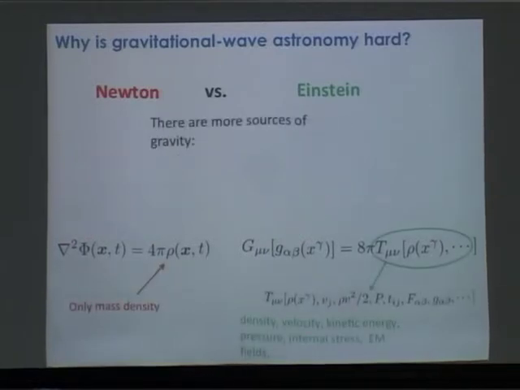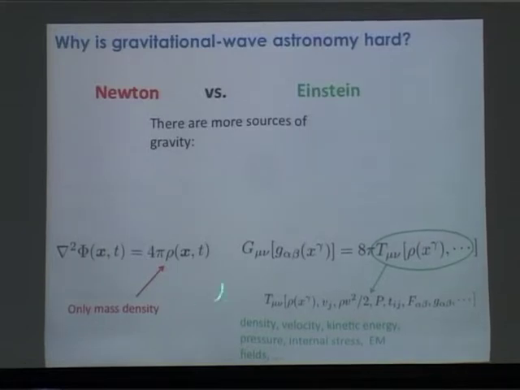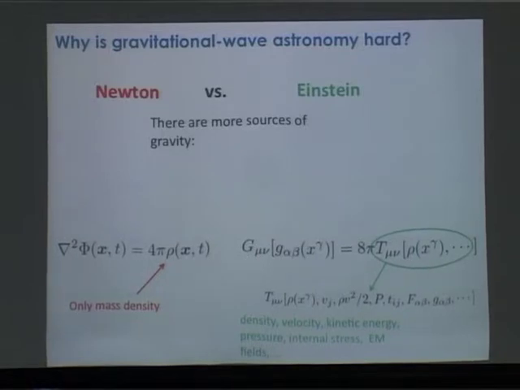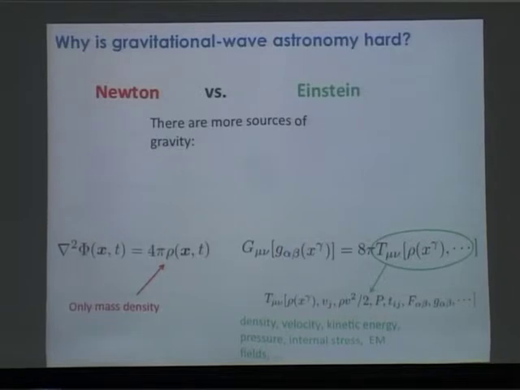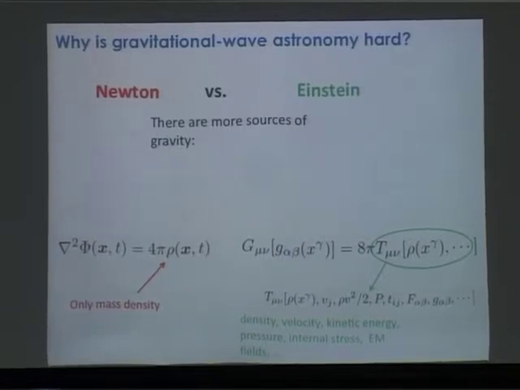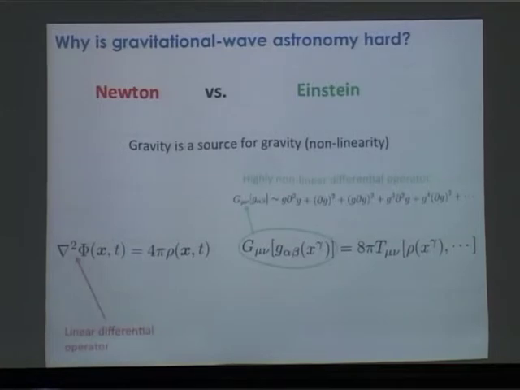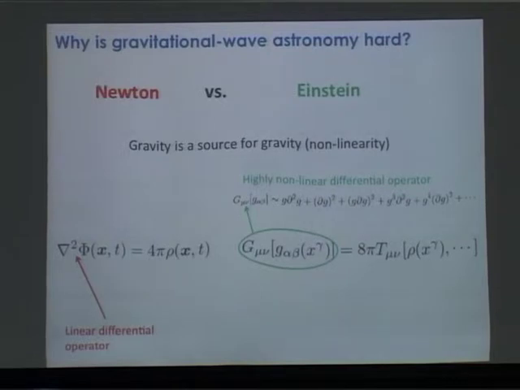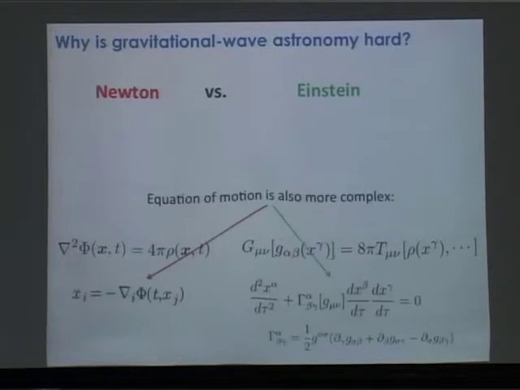In addition, on the right-hand side, in Newtonian gravity, it's only mass density which contributes to gravity. Whereas in Einstein's theory, you have this contribution from the stress-energy tensor, in which not only mass density contributes, but also velocities, thermal energy, pressure, internal stresses, electromagnetic fields, and gravity itself. So there are very many more sources of gravity in Einstein's theory. And as I mentioned before, the actual differential operator that governs the behavior of the equation is a simple linear operator for Newtonian gravity, but a very complicated nonlinear one for general relativity.